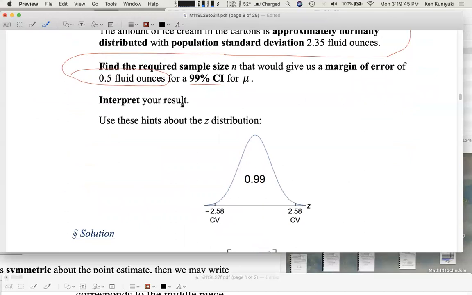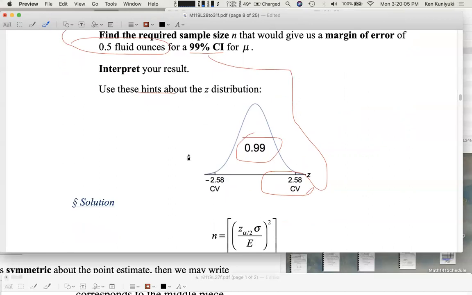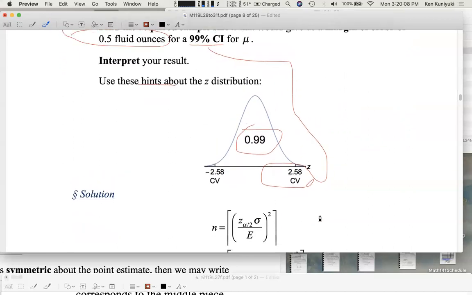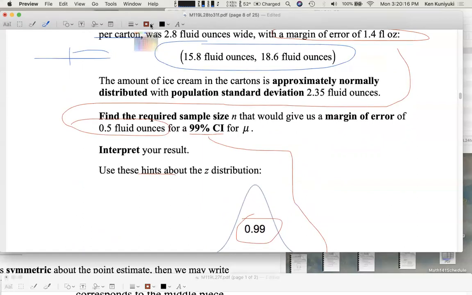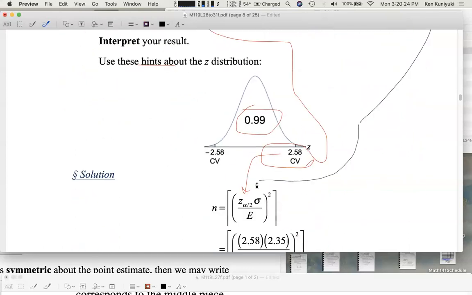Again, for the 99% confidence interval, we're going to use 2.58 as our positive critical value, because 2.58 and negative 2.58 will trap 99% of the Z distribution in the middle. That's a given hint. Okay, solution. Use the formula that I just showed you. The 2.58, the positive critical value, goes in here. The population standard deviation, we assume that was known. If it's not, then I'll show you ways around this. But 2.5 fluid ounces, we're assuming that that's known.